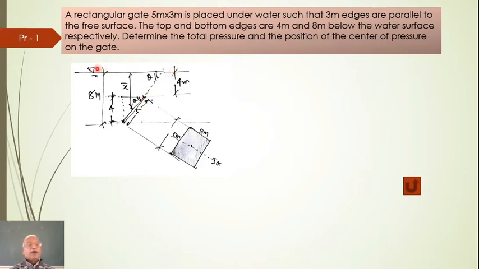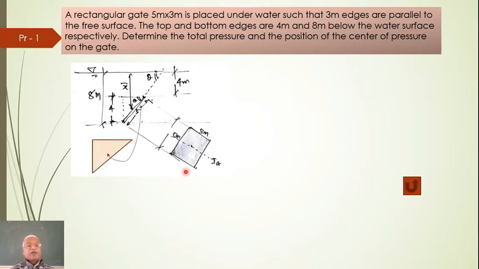So 4 and 8, in the sense this is 4. Using this geometry I should calculate theta, and the actual section is 3 meter by 5 meter. So moment of inertia about the centroidal axis, you can calculate as b d cube by 12. All those things can be done.